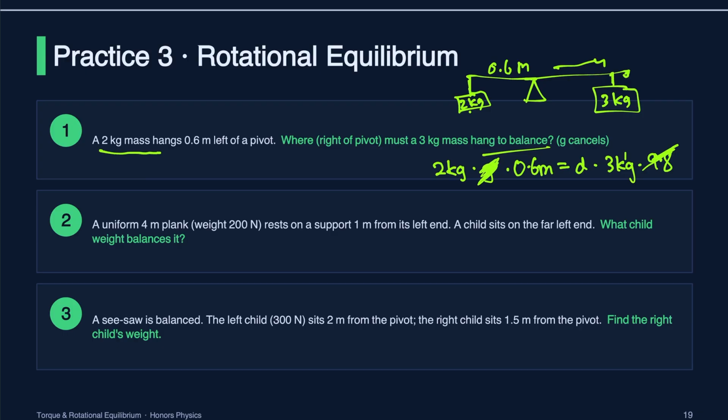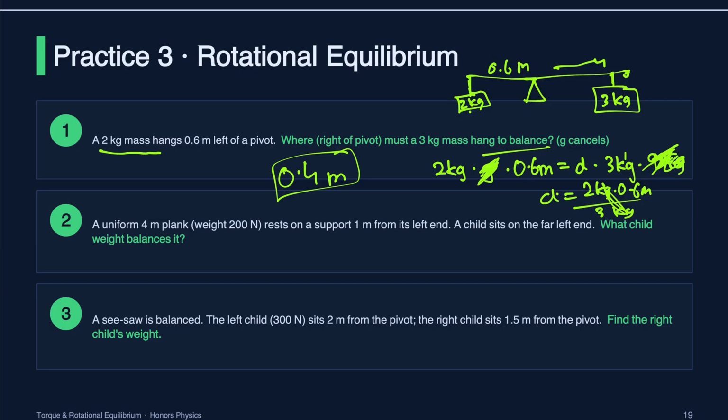I could have probably written this as g either. That's fine. And then we know that d is equal to 2 kg times 0.6 meters divided by 3 kg. So 2 times 0.6 divided by 3, or 0.4 meters to the right. Okay, that's what's going to give you rotational equilibrium.